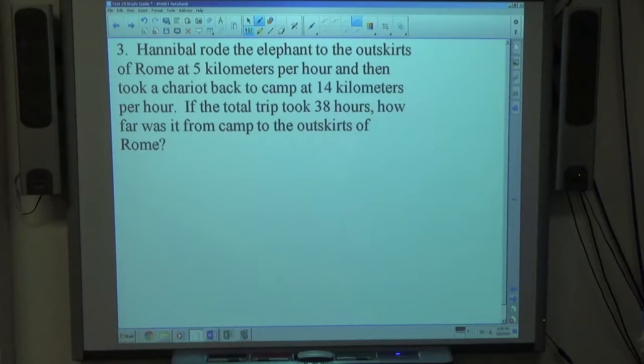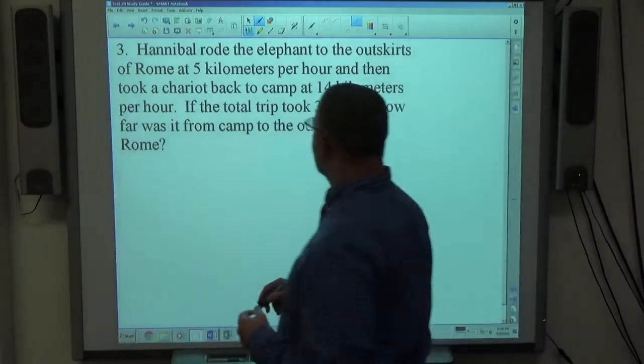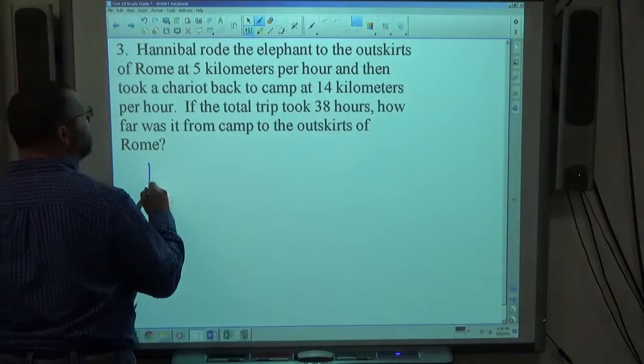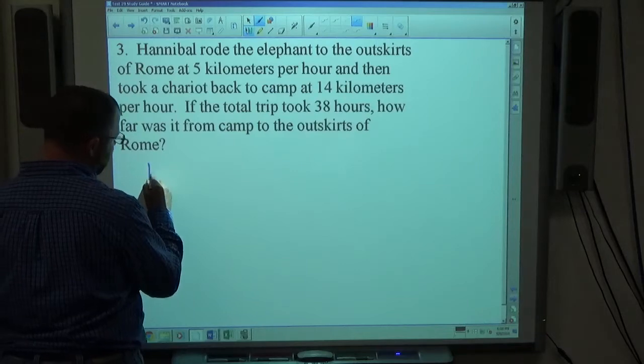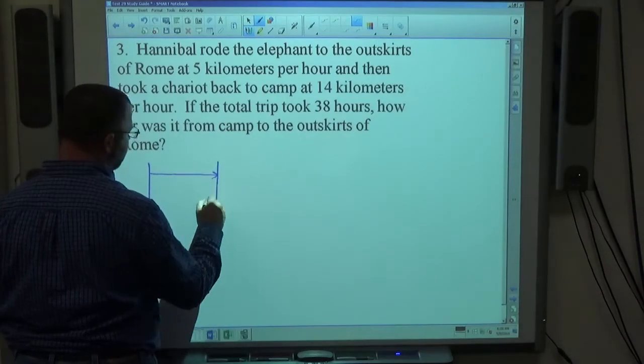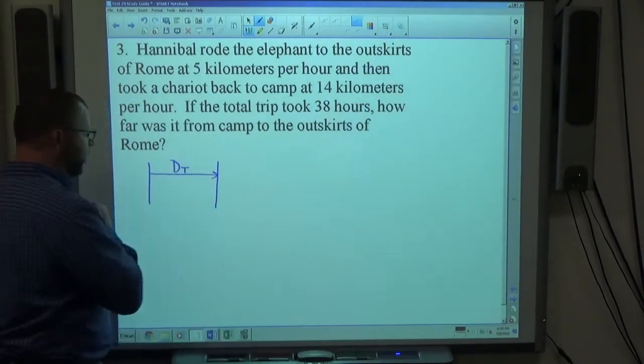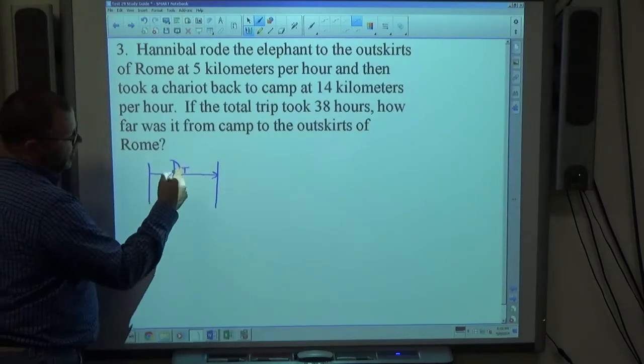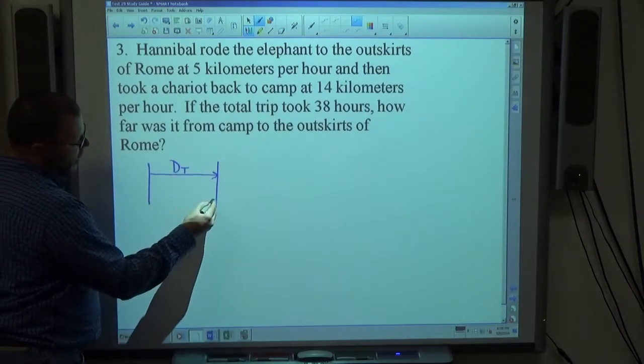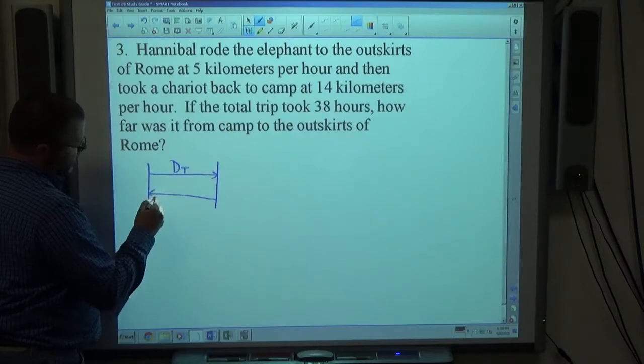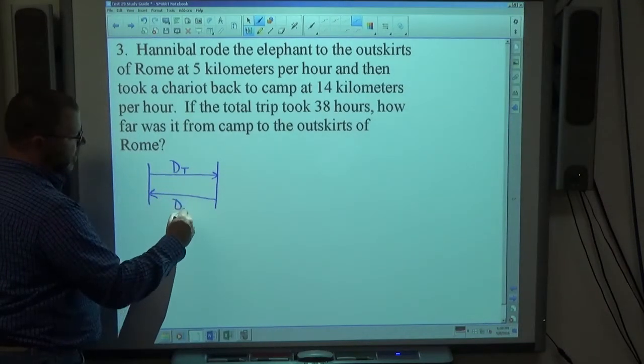Number 3, Hannibal rode the elephant to the outskirts of Rome at 5 kilometers per hour and then took a chariot back to camp at 14 kilometers per hour. So what we can see is Hannibal is somewhere at camp, I guess, and he rides his elephant somewhere and ends up there. Then that's on an elephant, and you might put D sub E if you want elephant as your category. Then he goes back on a chariot. He goes back the way he came, so he goes the same distance.